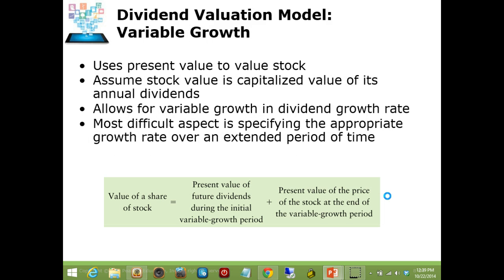The variable growth is a little bit more realistic, where dividends grow in a variable state related to the amount of profits a company makes. The more profits they make, generally the more dividends they pay. Now, here we're actually taking present value into account. So we're going to take the present value of the future dividends during the growth period, and we're going to add that to the present value of the stock price at the end of the variable growth period to give us the value of the share. So it's basically saying, let's take the present value of the stock price, and we're going to add that to the additional value of the future dividends. And that should be what the stock price should be.